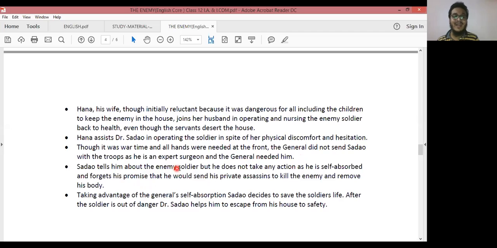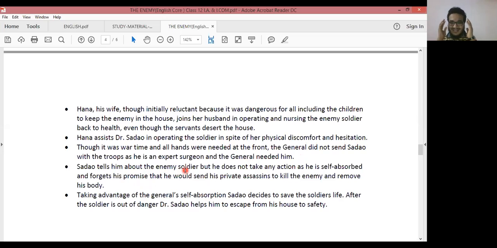Sadao tells him about the enemy soldier. Sadao informed him, but he does not take any action, as he is self-absorbed. His self-interest is there. He is absorbed with something, and forgets his promise that he would send his private assassin to kill the enemy and remove his body.